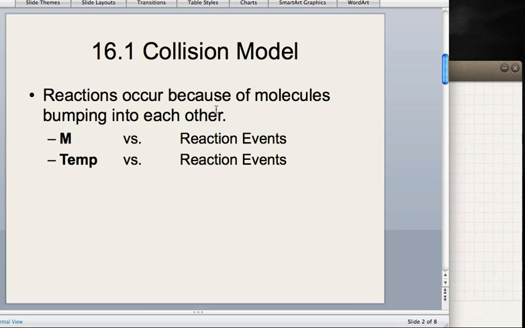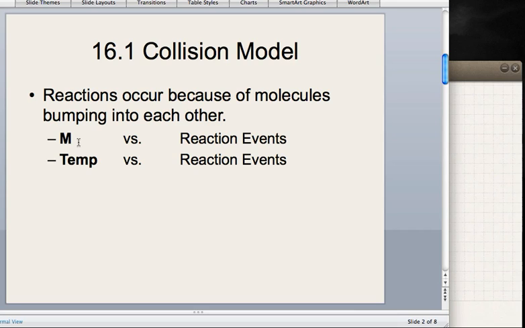This capital M here, where it says M versus reaction events, refers to the concentration. How many balls do we have bouncing into one another? The second thing it takes into account is the temperature. Remember that temperature is not necessarily how hot or cold something is, but it refers to the average kinetic energy of the particles in a system.